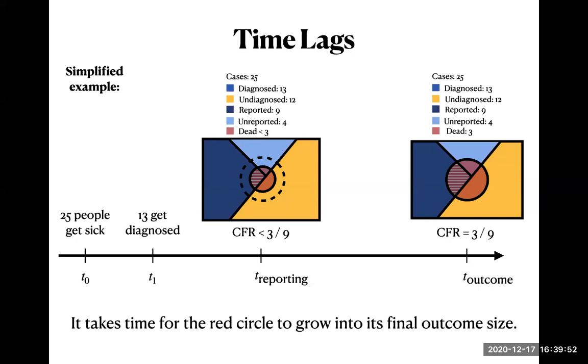Suppose 25 people get sick at time t0. It takes until time t1 for some of them to get diagnosed, in this example 13. Between time t1 and the time that cases and deaths are routinely reported, which is time t reporting, some deaths have occurred. However, as time goes on, more of the infected cases end terminally by t outcome. At t reporting, the case fatality rate estimate is different than the case fatality rate estimated at t outcome. The paper proposes a method to adjust the case fatality rate estimate to specifically address the biases induced by time lags.